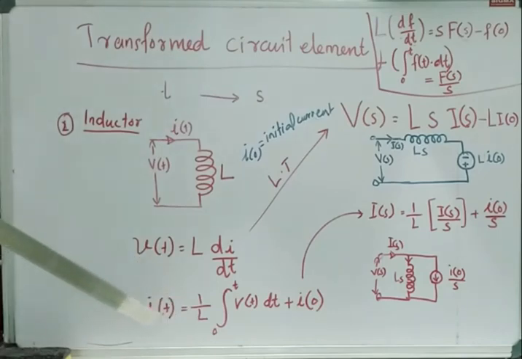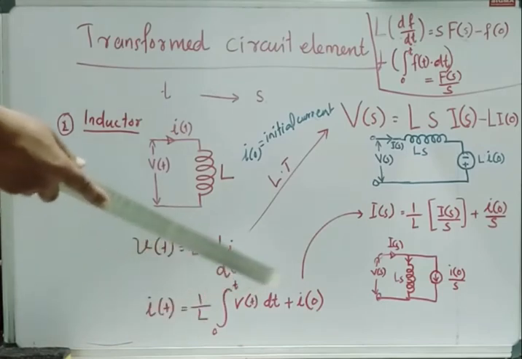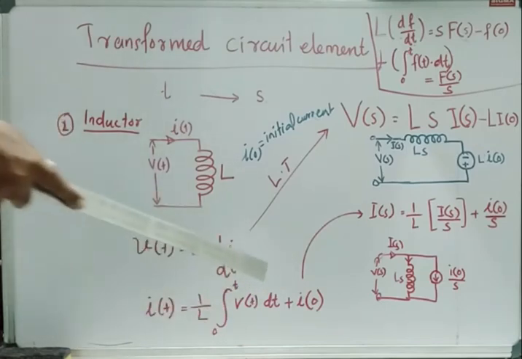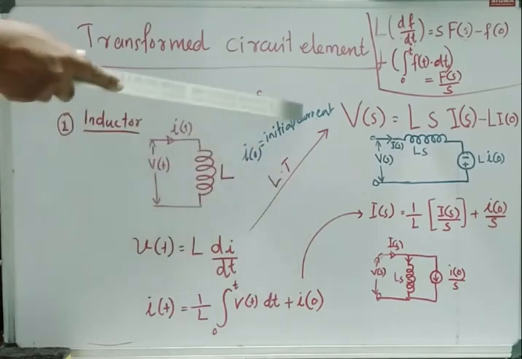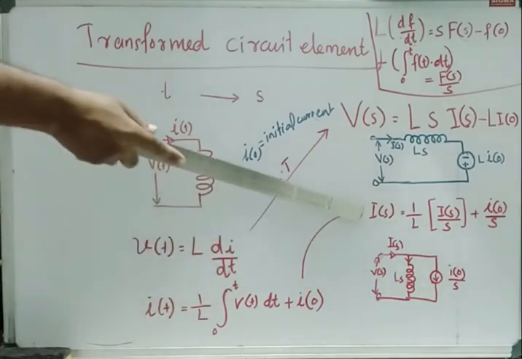Now let's see the second equation. That is, I of t is equal to 1 by L integral 0 to t V of t dt plus I0, where I0 is the initial current through the inductor. So when we convert this equation into the S domain, the corresponding equation is this one.